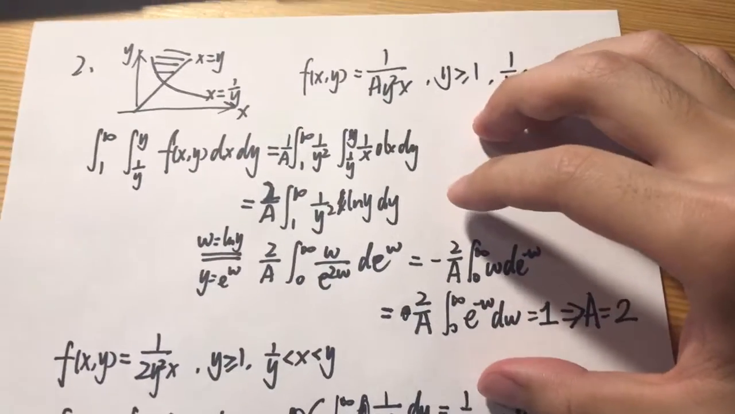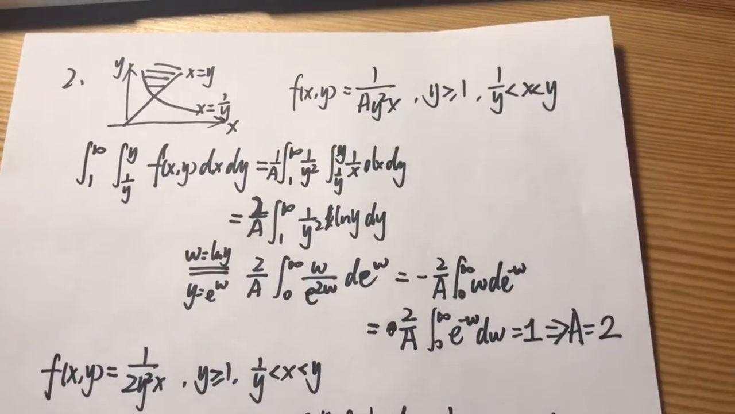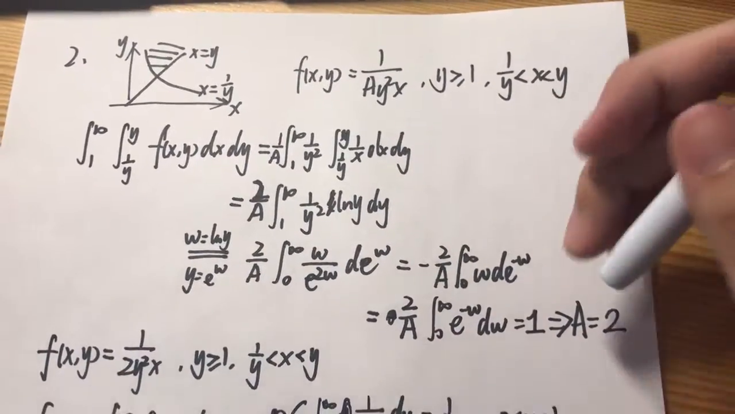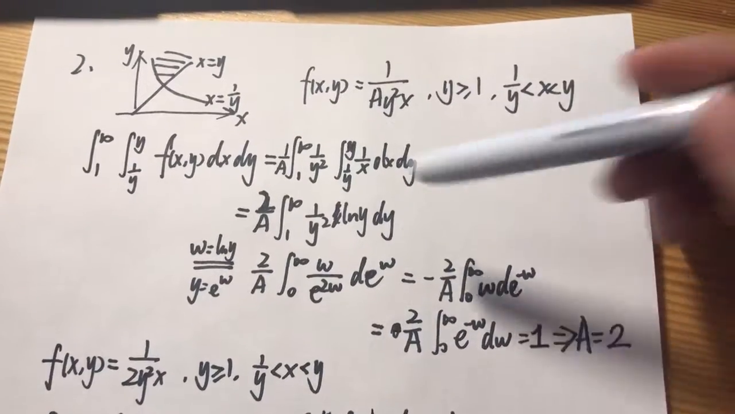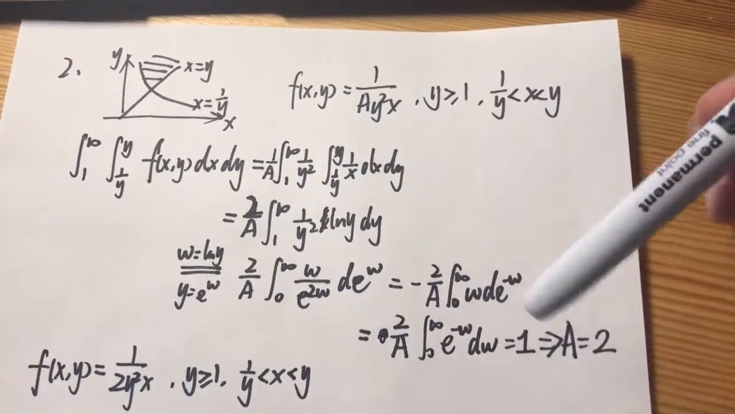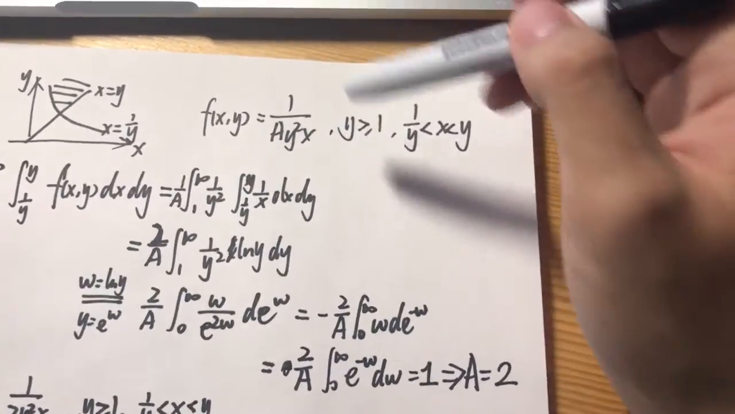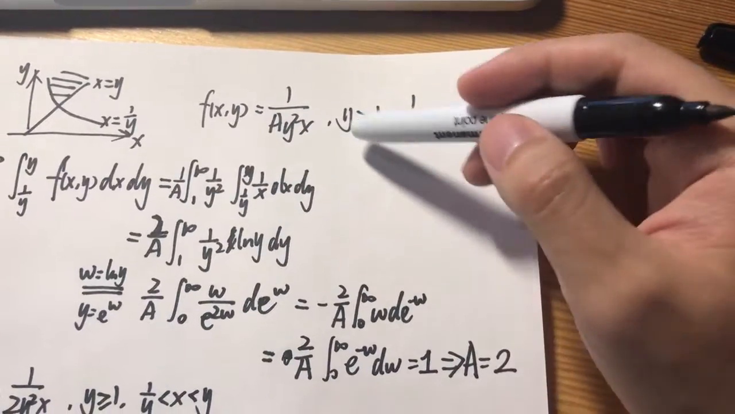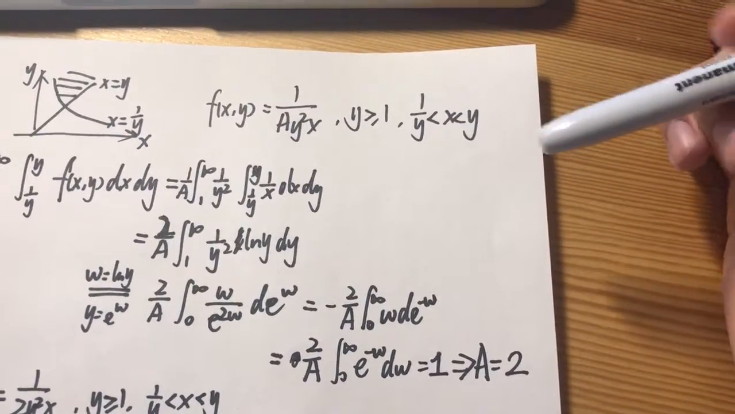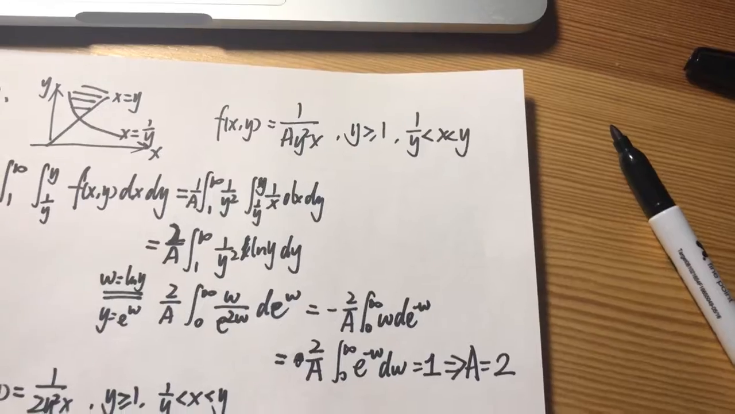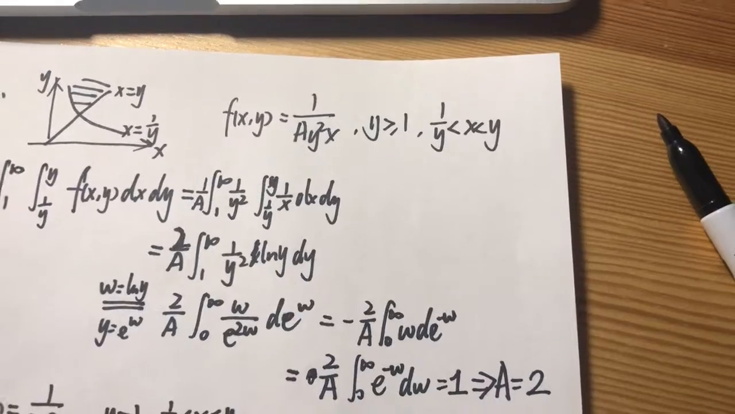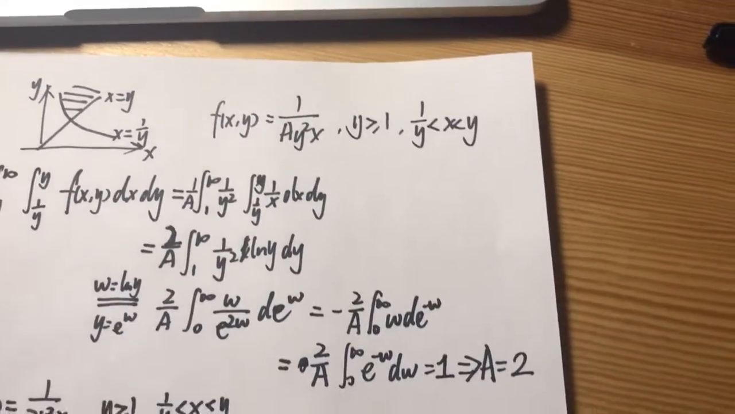Hi, this is the second question of homework 5. The first part is to draw the non-zero definition region of the density function f of x and y, and we know that in this function y must be more than or equal to 1, x needs to be more than 1 over y, and x also needs to be more than y.